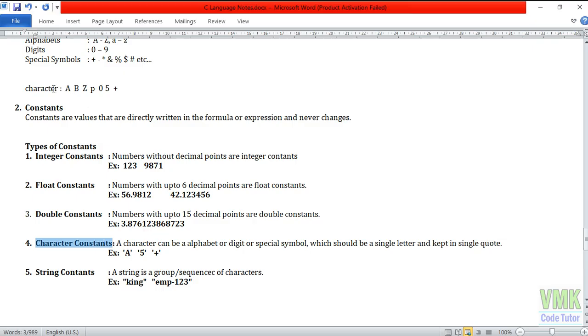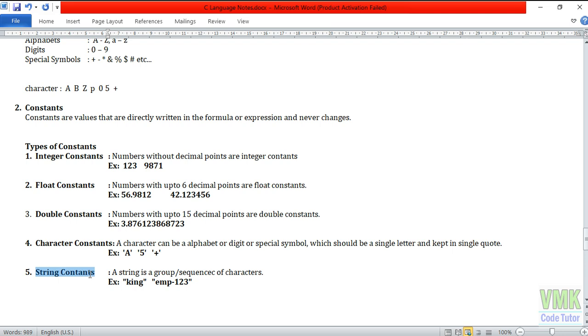Next, character constants. What is a character? As already discussed, any single letter is called a character. A character can be an alphabet, a digit, or a special symbol, which should be a single letter and kept in single quotes. For example, A is a single letter kept in single quotes. Then 5 is a single letter kept in single quotes, and plus is a single letter kept in single quotes. Therefore these are called character constants.